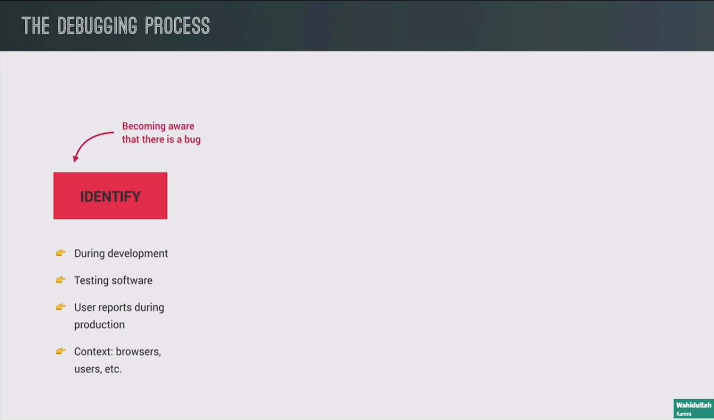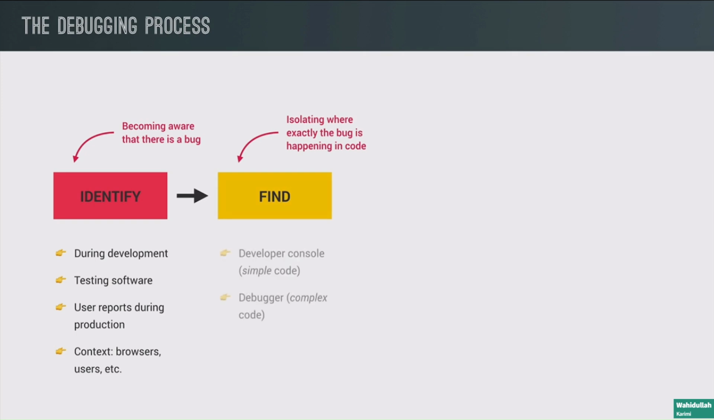Now, while identifying the bug, sometimes we also need to take into consideration the context in which the bug happened. For example, certain bugs might only happen in a certain browser or only for certain users for some reason. Next, once we know there is a bug, we need to go into our code and find the bug. We need to isolate where exactly it's happening. And we can do that using the developer console that we already know.